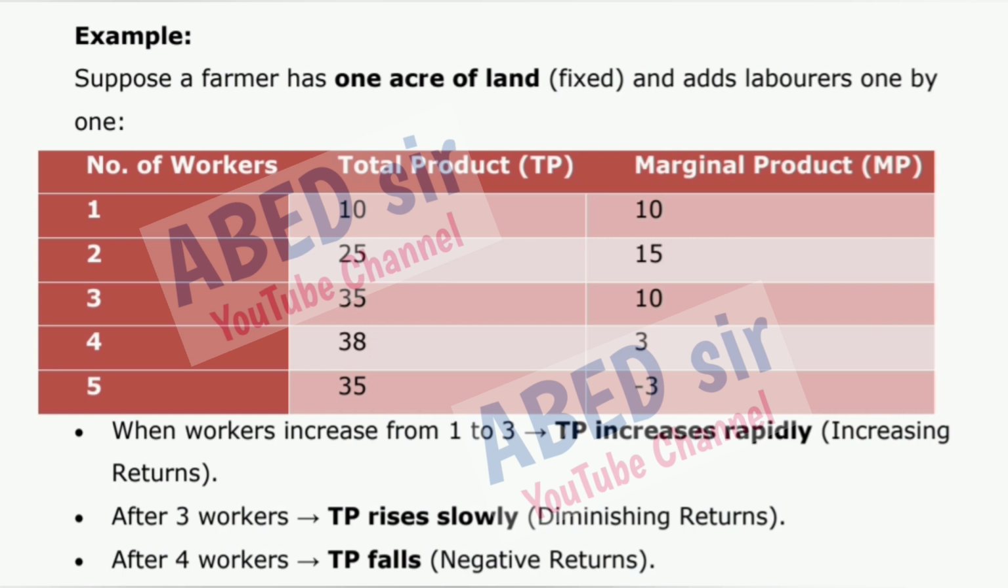Example: suppose a farmer has 1 acre of land fixed and adds laborers one by one. Number of workers, total product TP, marginal product MP: 1 worker, 10, 10; 2 workers, 25, 15; 3 workers, 35, 10; 4 workers, 38, 3; 5 workers, 35, minus 3. When workers increase from 1 to 3, TP increases rapidly, increasing returns. After 3 workers, TP rises slowly, diminishing returns. After 4 workers, TP falls, negative returns.